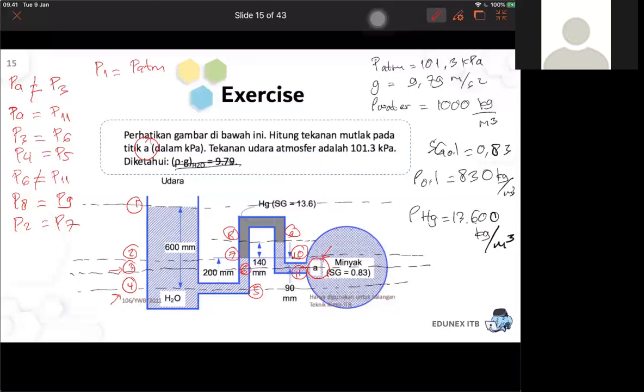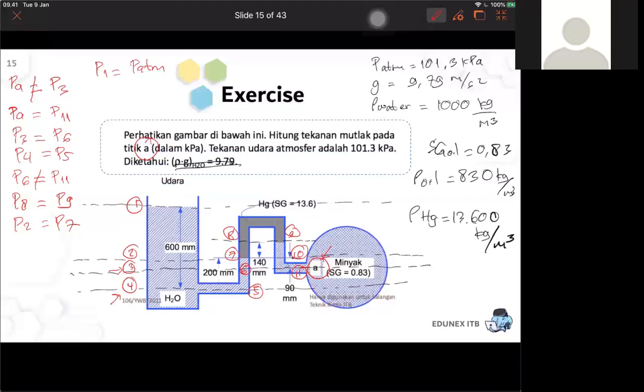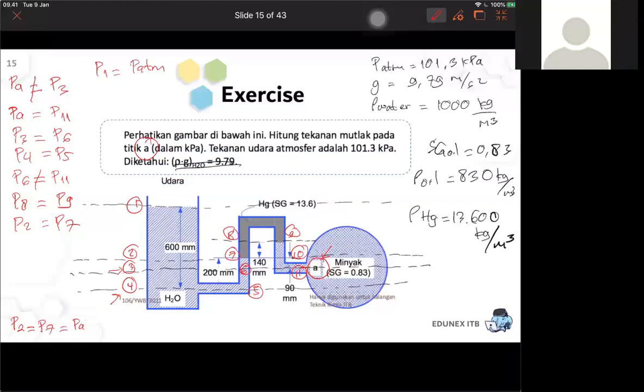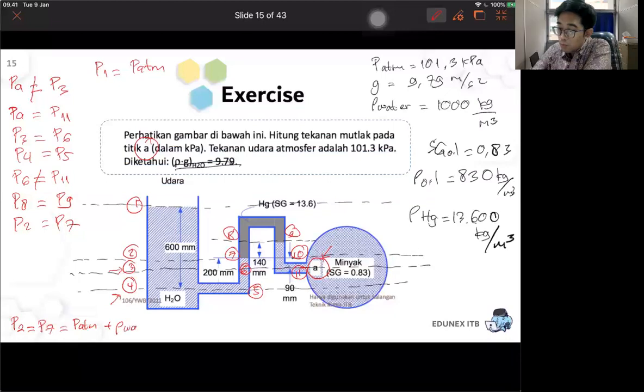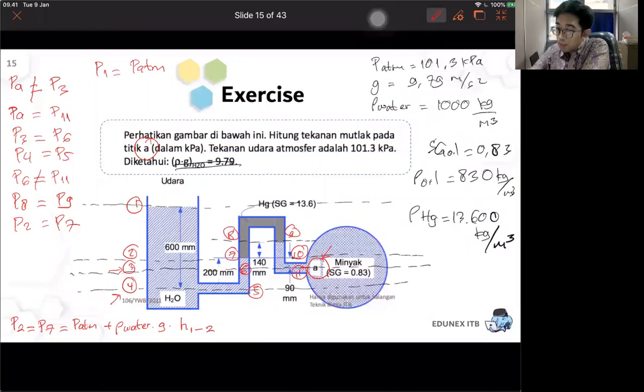Find the pressure at point 2 and point 7, sir. Point 2 and point 7 will be the same, right? Yes, sir. Okay, right. So P2 or P7 will be the atmospheric pressure plus density of water times g times h from 1 to 2. Ya, dari 1 ke 2, kan? Betul, sir. How much is the value? 600 minus 400, 200. So 400. Okay, you got the pressure at point 2, and it's the same at point 7.